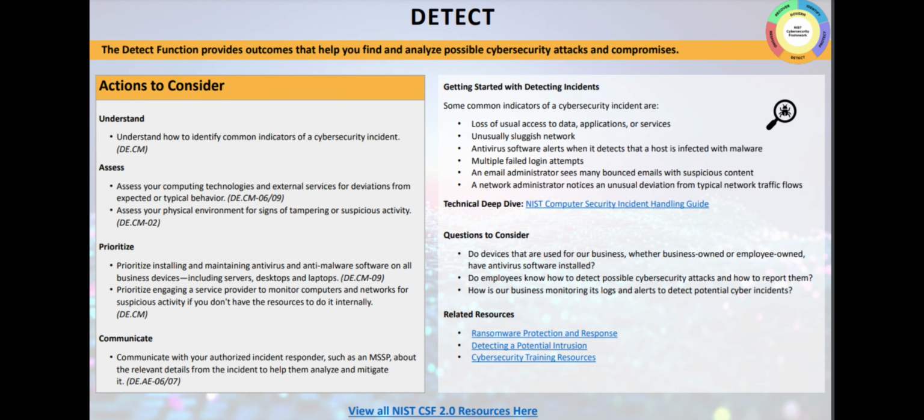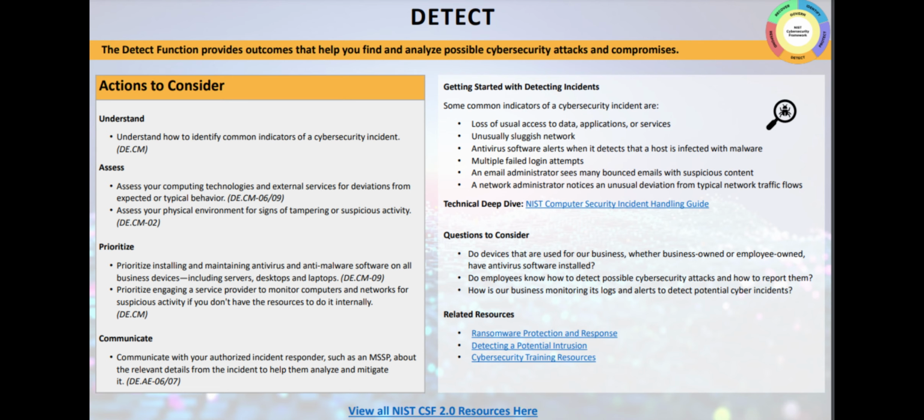The detect function provides outcomes that help you find and analyze possible cybersecurity attacks and compromises. Understand how to identify common indicators of a cybersecurity incident. Assess your computing technologies and external services for deviations from expected or typical behavior. Assess your physical environment for signs of tampering or suspicious activity.